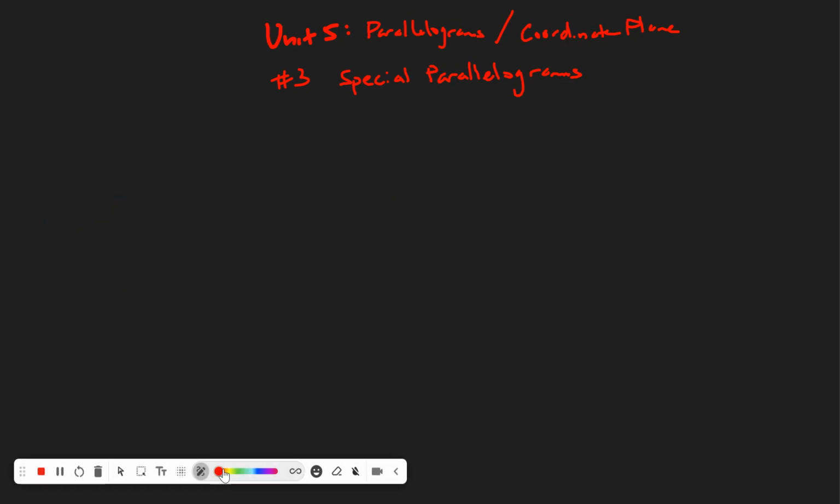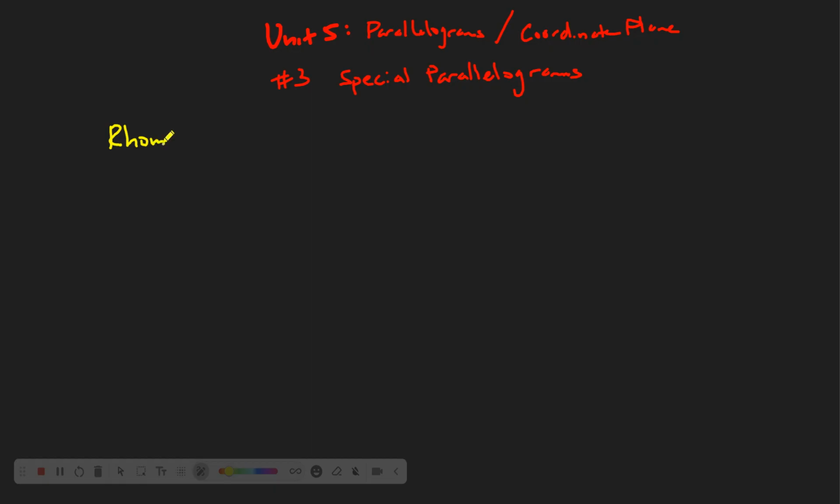So I think you've heard of these terms before, so hopefully it's nothing new to you, but let's just dive deeper. So the first term is a rhombus. Now a rhombus is a parallelogram, so notice I use the parallelogram symbol, with four congruent sides.